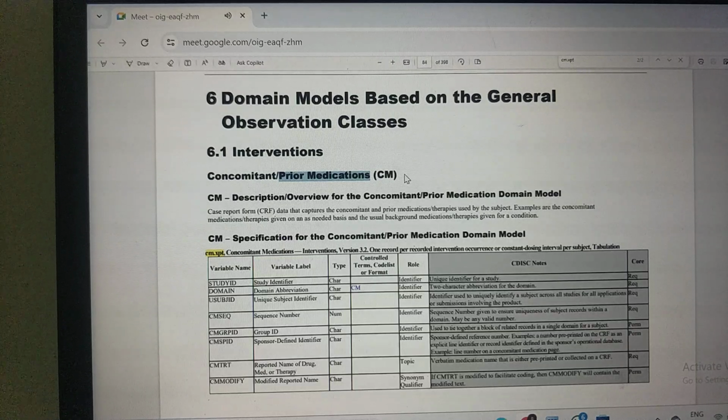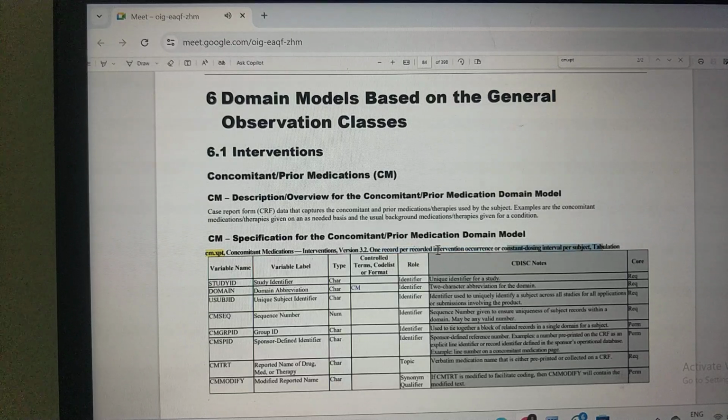What kind of treatment is this, what kind of drug, when it was started, when it was ended, what dose, everything will be captured. Along with the concomitant medication, prior medication also we can map into the CM domain. When it comes to the structure of the concomitant medication, it is one record per recorded intervention occurrence or constant dose interval per subject.